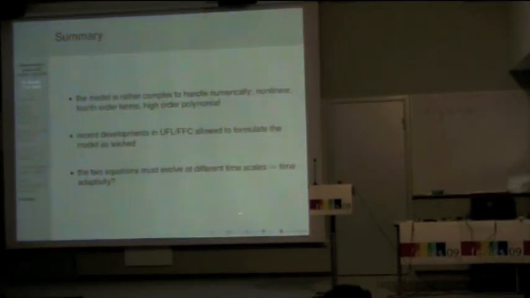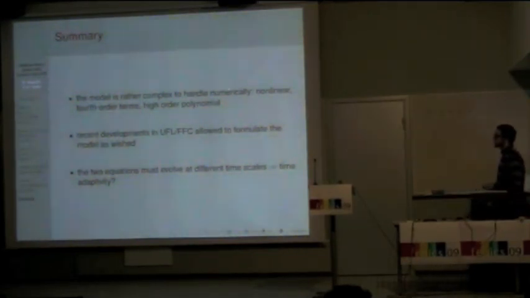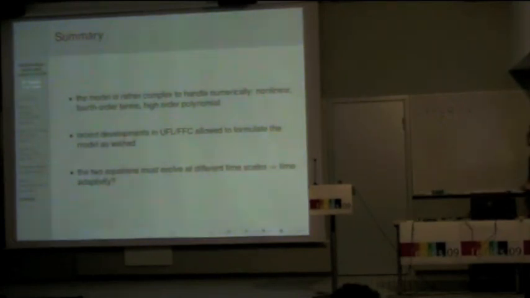Last, one thing we have to account for in the near future is the fact that we want the two evolution equations, the Cahn-Hilliard and the balance of linear momentum, to evolve at different time scales, and so we need to think about some time adaptivity. We are thinking about that, from very rough time adaptivity to some finer methods, but we still have to think about it, because actually we don't have time adaptivity yet.